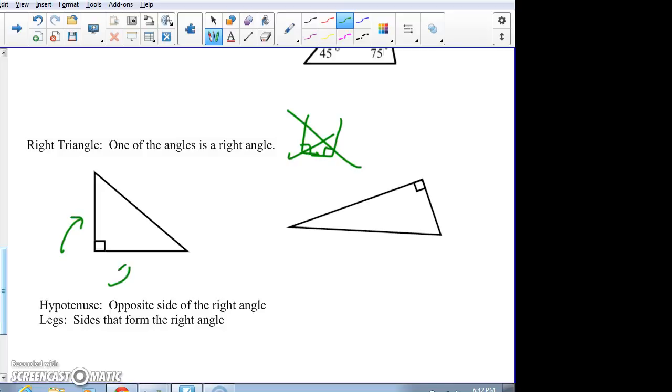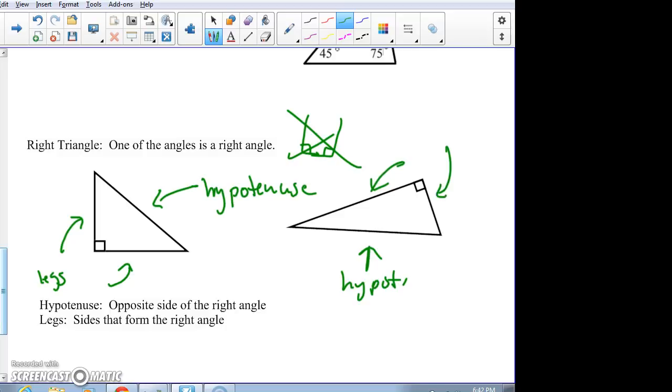So in a right triangle, one of the angles is a right angle. These two sides that make up the right angle are called the legs. And the side that's opposite the right angle is called the hypotenuse. So the hypotenuse on this one would be right there, opposite the right angle.